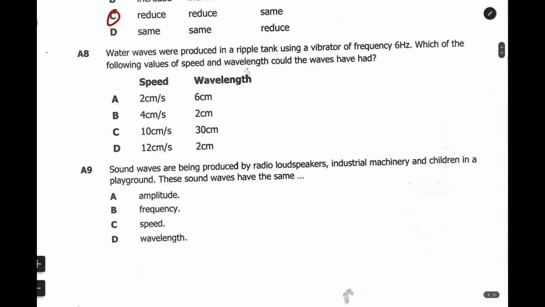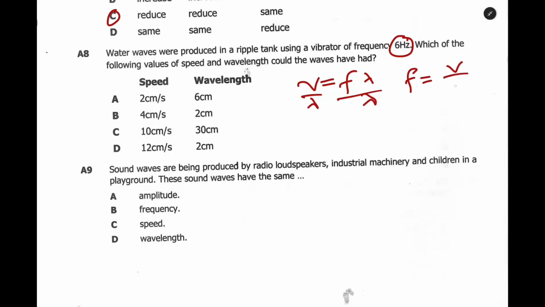Question 8. Water waves were produced in a ripple tank using a vibrator of frequency 6 Hz. Which of the following values of speed and wavelength could the wave have had? To answer this question very easily, you look at what connects speed, wavelength, and frequency. Speed is equal to frequency times wavelength. So here, we want to see which set gives us the value of 6 as frequency. So we make frequency the subject. Frequency is equal to speed over wavelength.